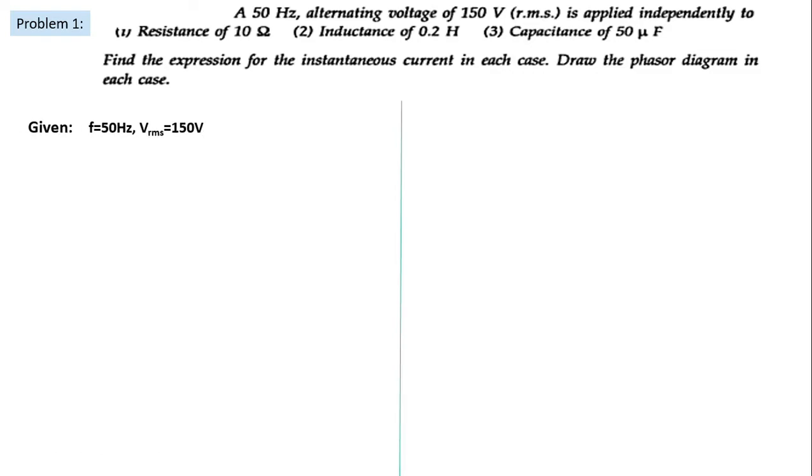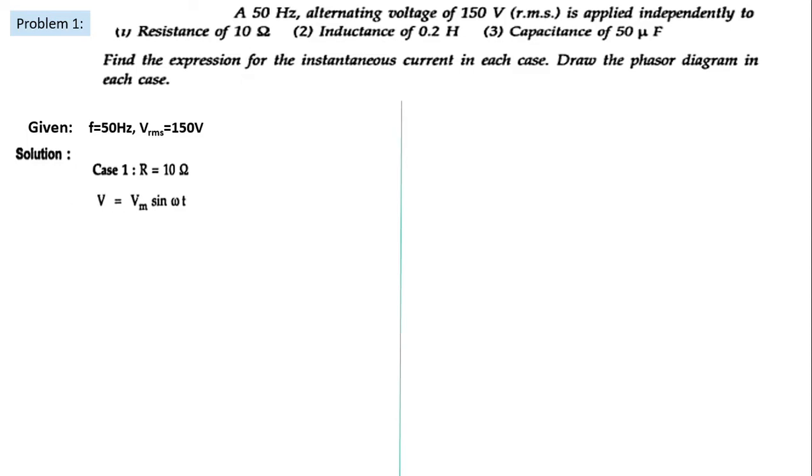Let us write the given data. Frequency F is equal to 50 Hz. RMS value of voltage V, it is a given value 150 volt. Let us solve the problem. For all the three cases, let us take the first one. Resistance value R is equal to 10 ohm.